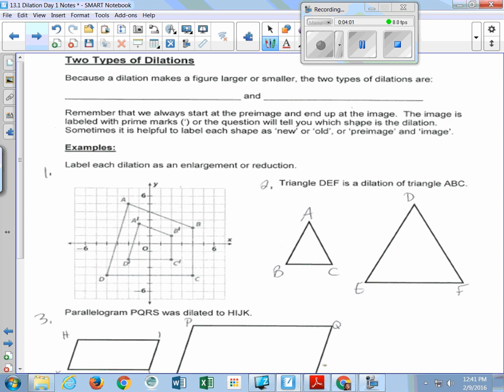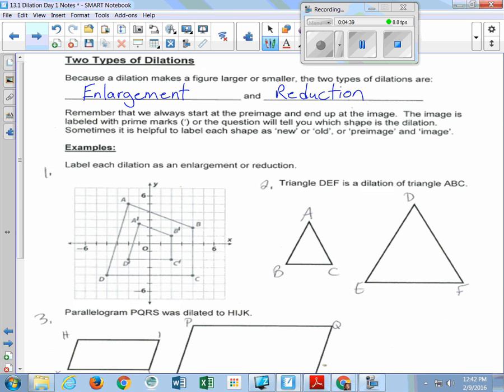Okay, on the next page. Two types of dilations. Because dilation makes a figure larger or smaller, there's two types. First type is called enlargement. And the second is reduction. So enlargement makes things bigger, and a reduction makes things smaller.